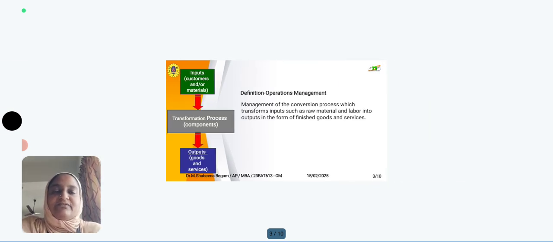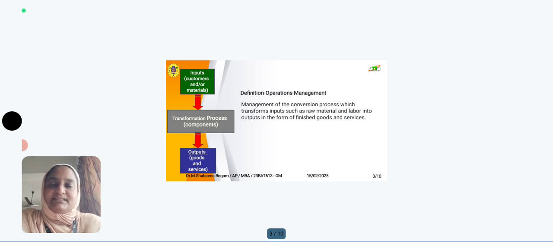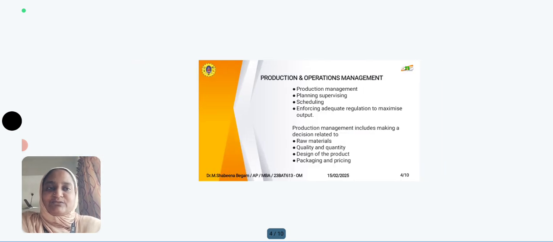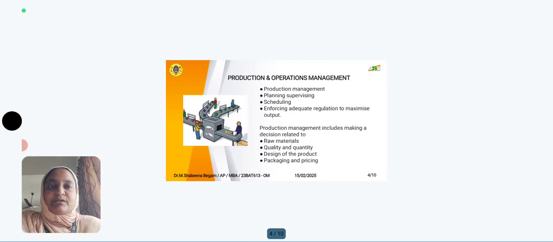In simple terms, the definition of operations management is the conversion process which transforms inputs such as raw material, labor, and all the 5 M's that we have already discussed, including the input and the processing unit where the raw material gets turned into a finished product. Then the output, in the form of finished goods and services, is taken out. This is how the process goes on in operations management. In simple terms, operations management is converting raw material into finished goods.